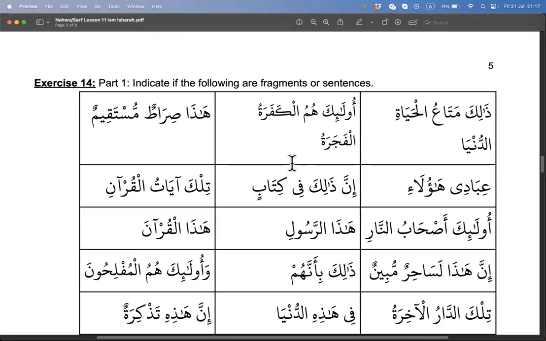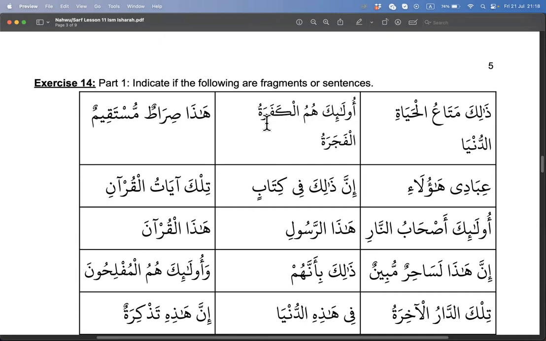Ulaika humul kafaratul hajarah. So ulaika is the pointer word, and humu has no alif lam. So it's a sentence as well. Yes, correct. In fact, in this sentence there's a huma here because they want to keep the "the." So those, they are the kafarah.